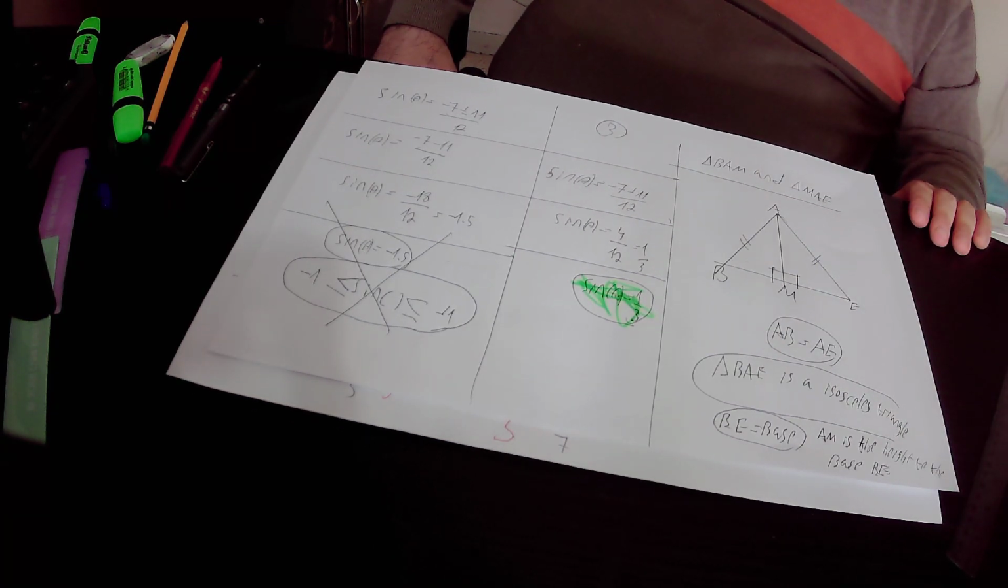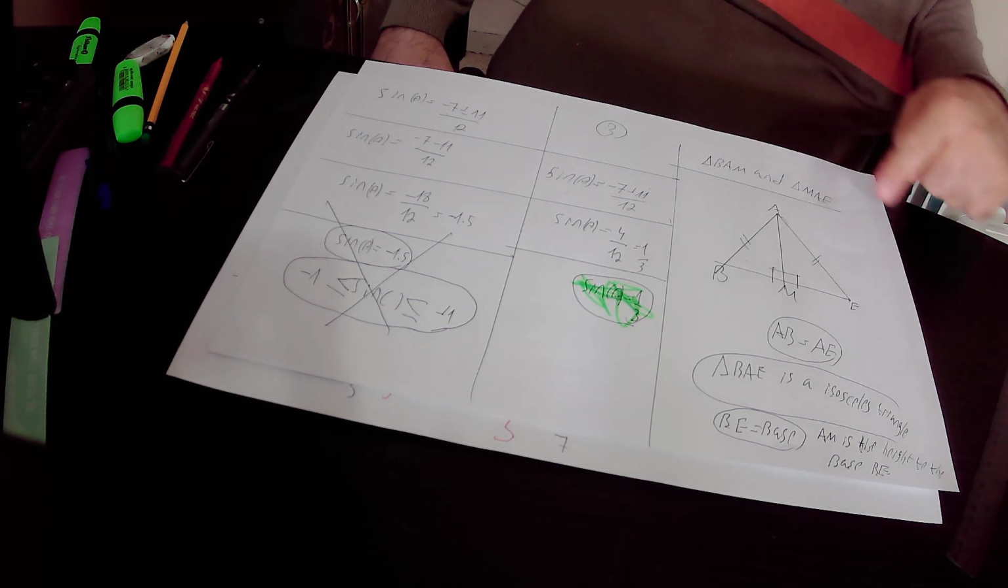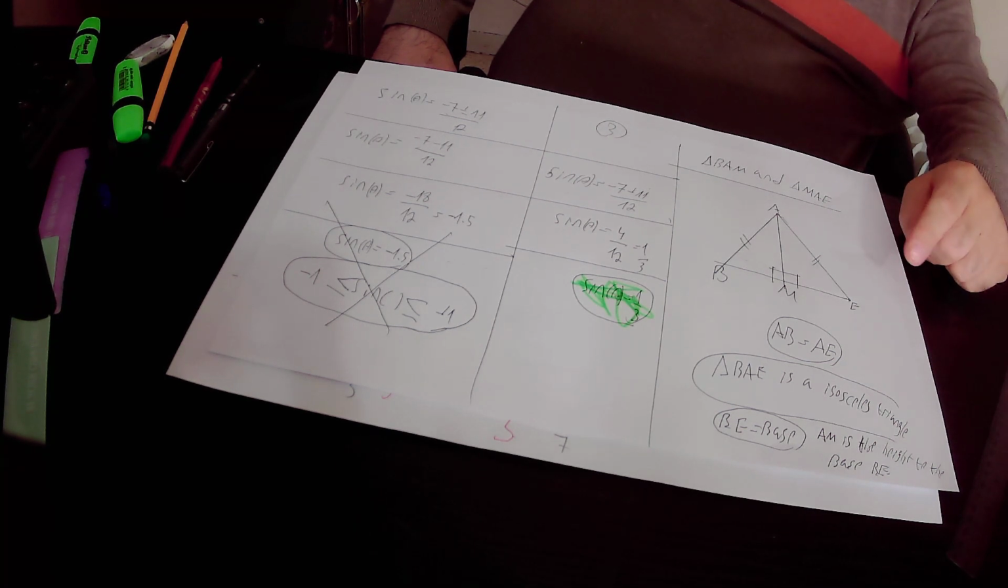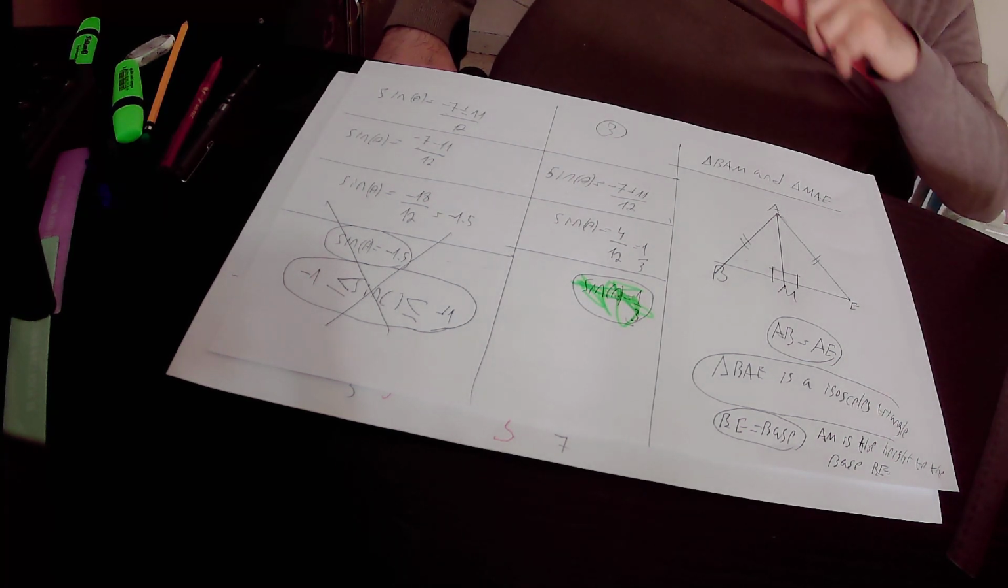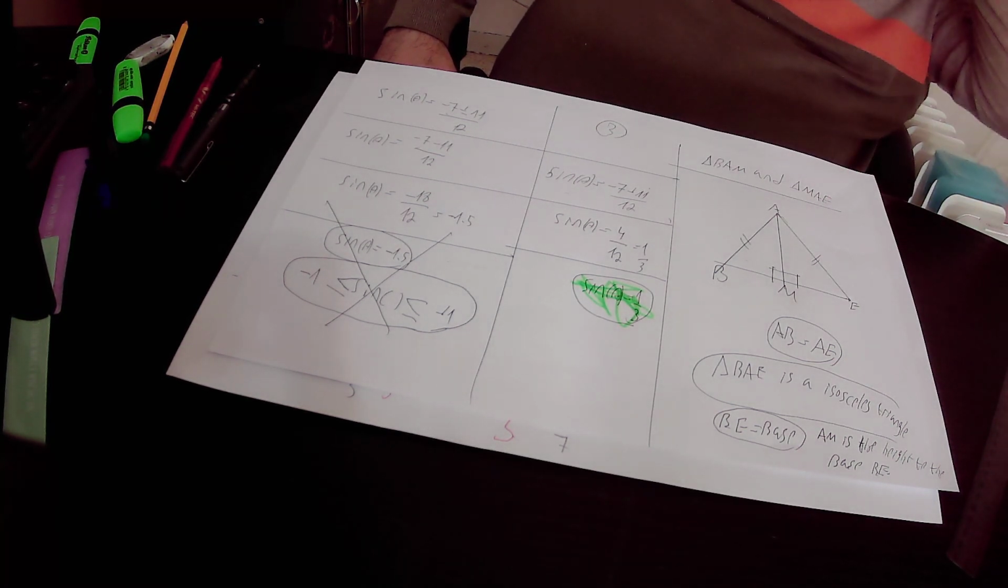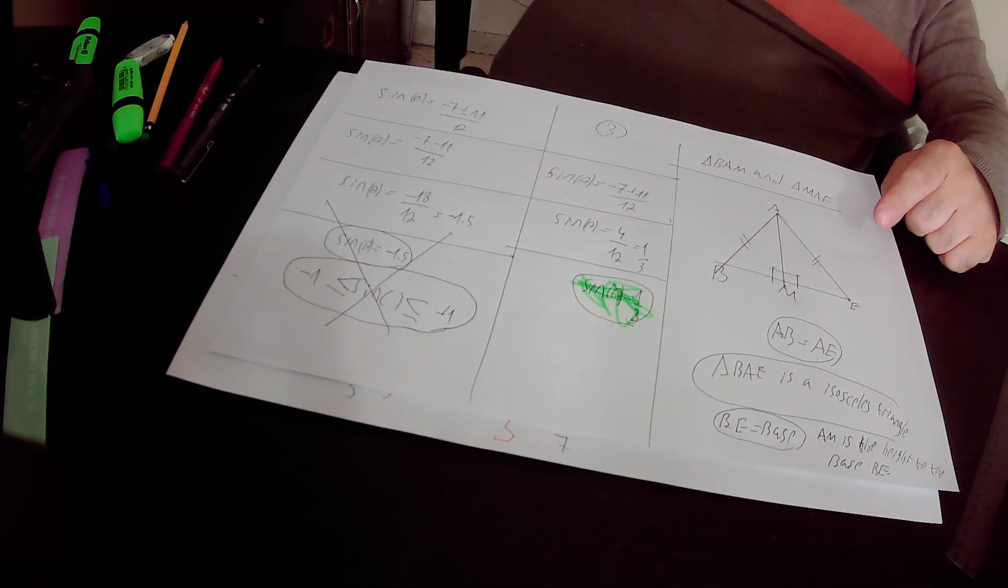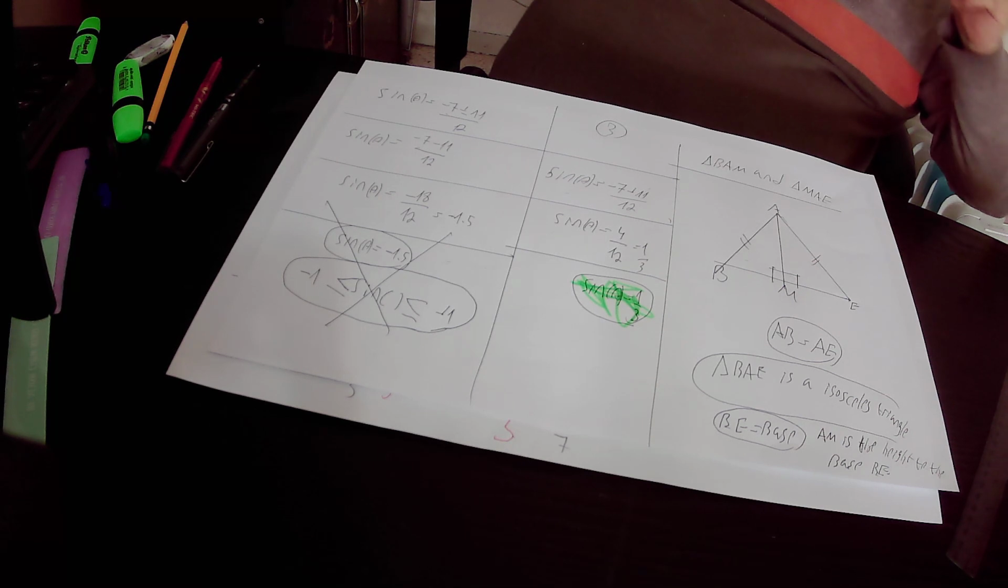Then we have here, we know that triangle ABE is an equilateral triangle because of the fact that AB equals AE. Okay, triangle ABE is an equilateral triangle. The base of the triangle is BE, and the height is AM. Why? Because the height AM is perpendicular to the base, therefore the height is AM.